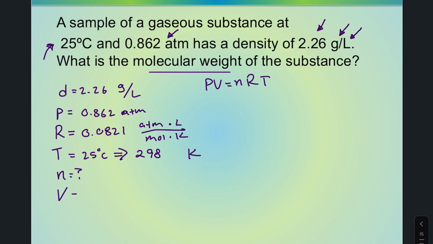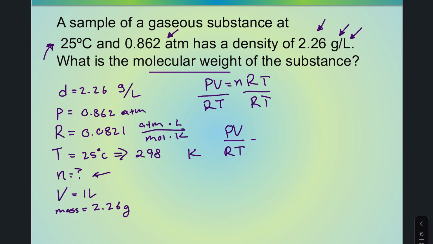So we can assume that we have 1 liter. That way we know we have 2.26 grams. We will have our mass of 2.26 grams. We'll figure out what our molar mass is in just a second, but all we need to do is solve for moles. So we'll plug these values in, rearrange, and divide by RT, and we will get PV over RT equals n. And we'll plug in values for that.